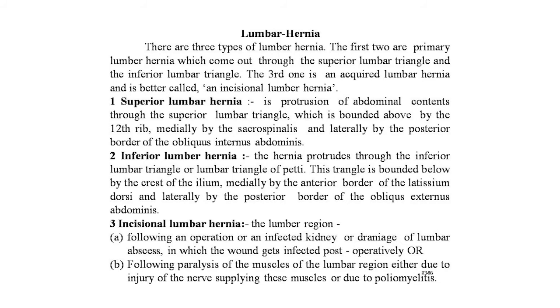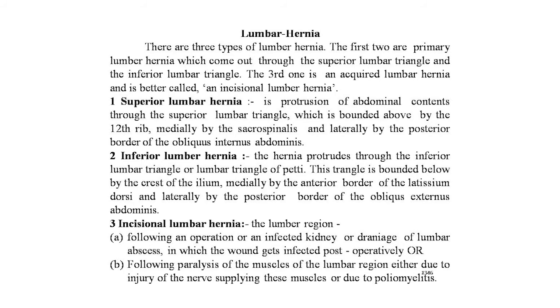First, the superior lumbar hernia. This is rarer than the inferior lumbar hernia. Superior lumbar hernia is the protrusion of the abdominal contents through the superior lumbar triangle, which is bounded above by the 12th rib, medially by the sacrospinalis and laterally by the posterior border of the obliquus internus abdominis.